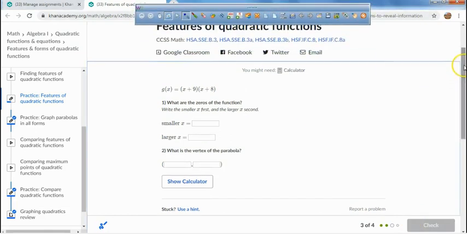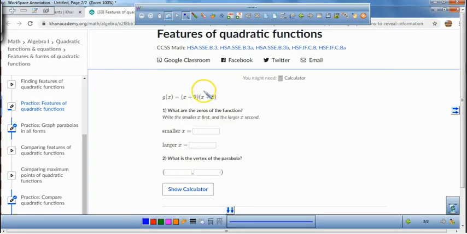All right, now the next one's actually in factored form, okay? So in factored form, what you have to do is basically you're finding what values make it equal to 0. So you can clearly see, that we are in factored form.